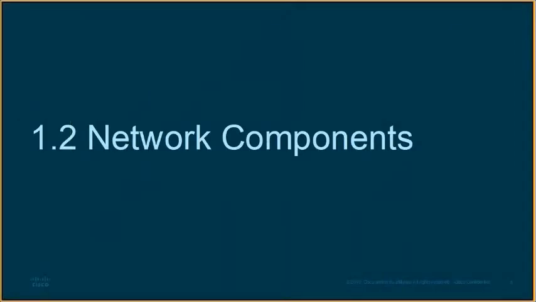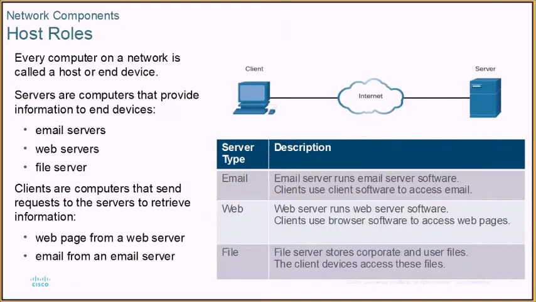So what network components do we have? We have hosts, and every computer on a network is called a host or an end device. Some hosts act as servers, which are computers that provide information to end devices, be they email servers, web servers, file servers, whatever they do. Servers provide a service, while clients are the ones that use those services. Clients are computers that send requests to servers to retrieve information, so they ask a server for information like a web page or whatever it might be.